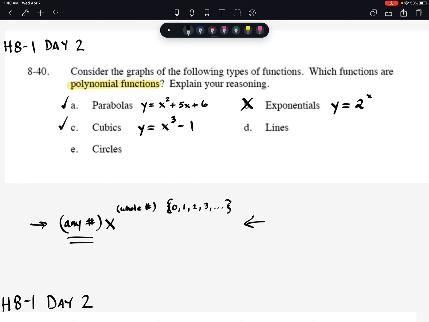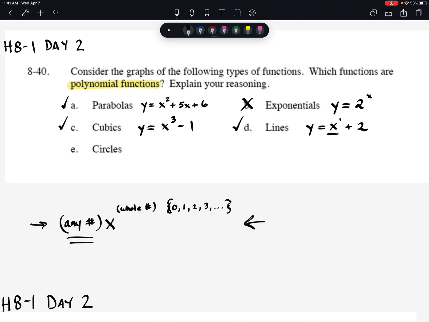Lines. Let's think about our most basic line, right? y is equal to x, right? That makes sense, right? It's like x to the first power, or you could add a y-intercept, say like plus 2. That still meets our definition down here. Each term is some coefficient times x to a whole number power. So in this case then, lines are polynomial functions.